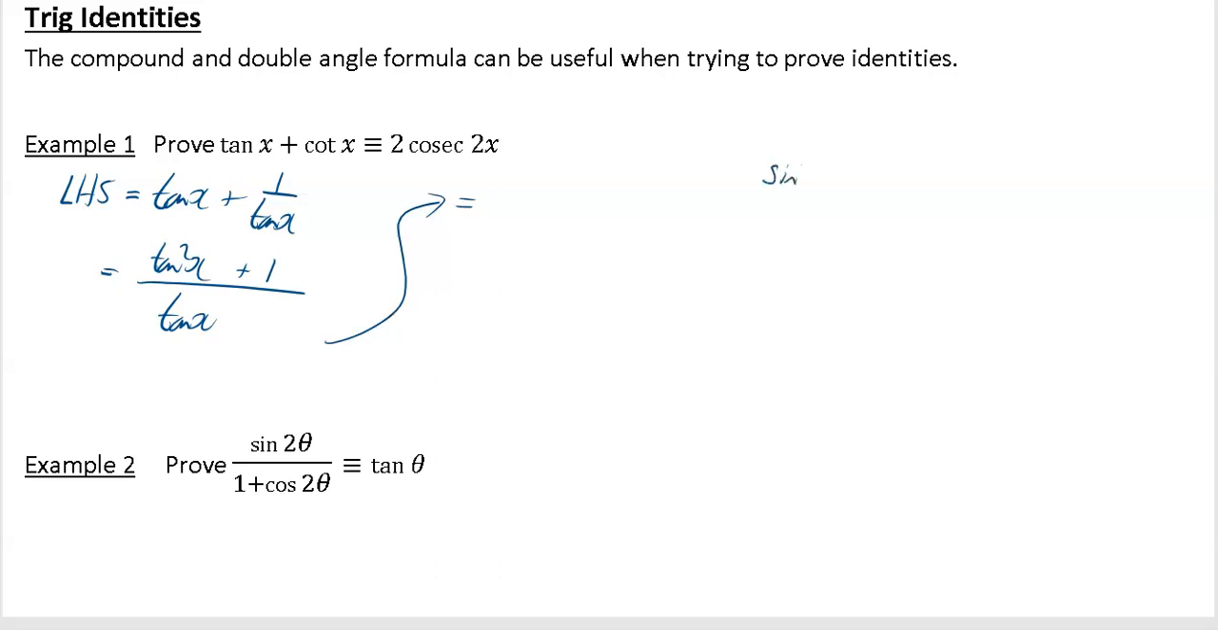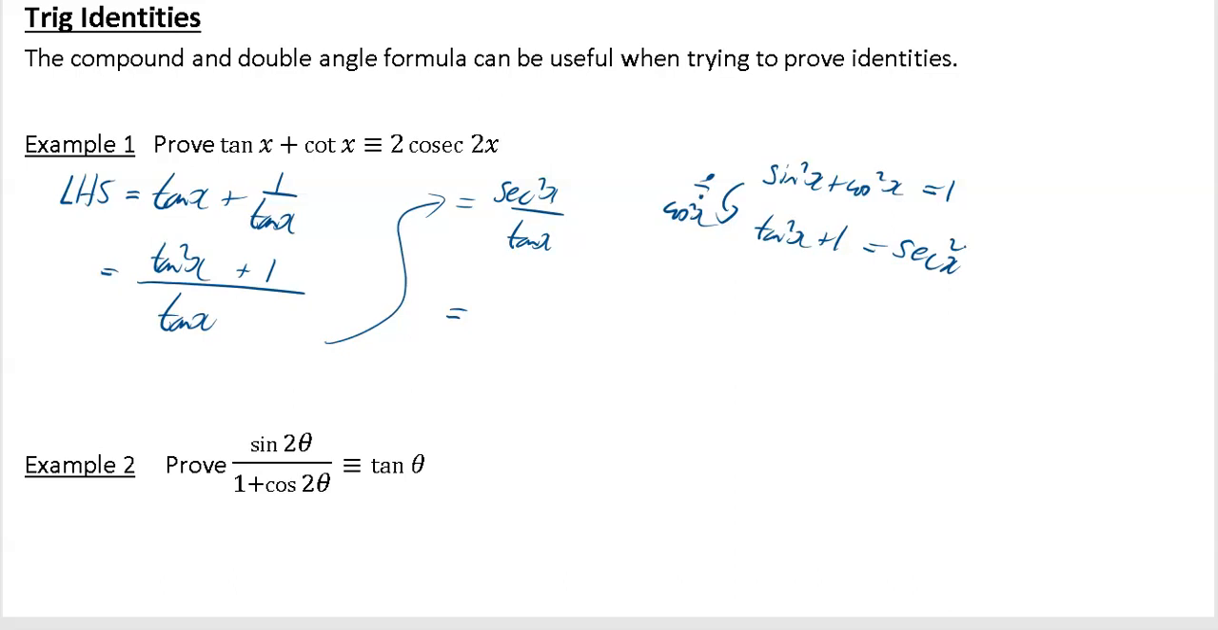I'm just going to write down my basic trig identity, which was sine squared x plus cos squared x is equal to 1. If I divide through by cos squared, see what I'll get. I'll get tan squared x plus 1 is equal to sec squared x. So here, this really becomes sec squared x over tan x. Okay, still haven't got there. Haven't got it in the form that I'd want.